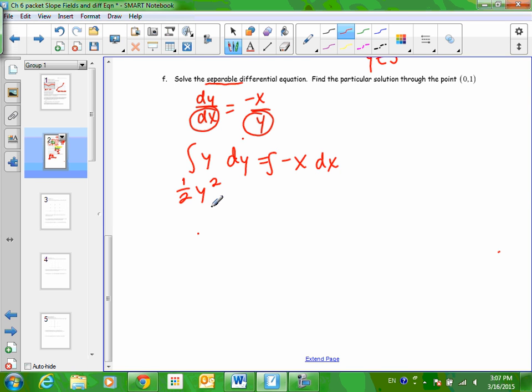1/2 y squared. Very good. It's just the old add 1 and put the reciprocal in front. The basic rule of integrating.